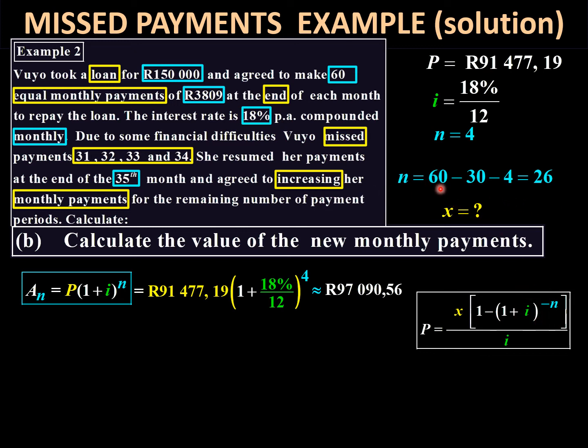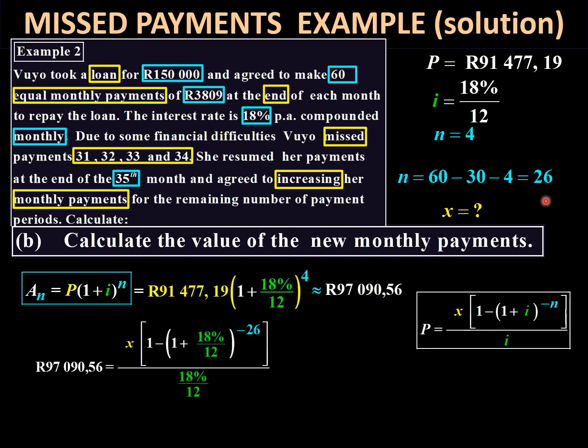Let's go over that again. It was 60 payments, 30 payments she made. She missed 4, so there's still 26 left. So the end value there, we have to substitute the end value. And by now you should know how to work out the X. It's quite a basic calculation, should be by now. So it's the 97,000 that we multiply by the interest rate, and then we divide it by this other factor that we have there. And be careful with your calculations. Maybe try to do it twice, and please don't forget that negative sign in there.